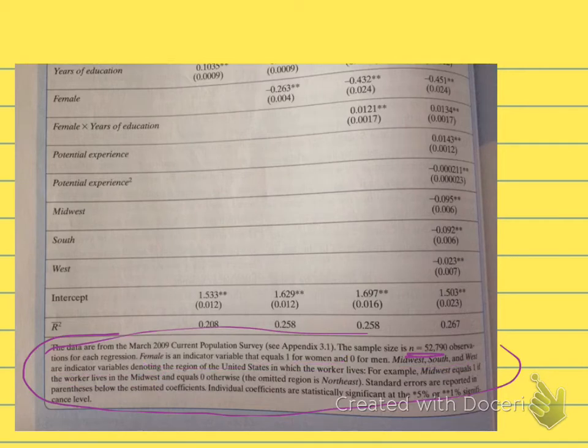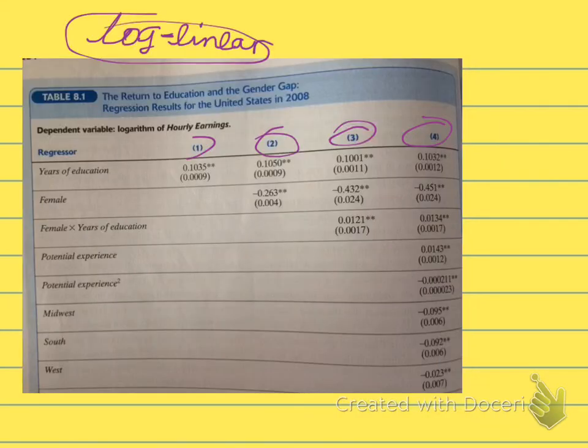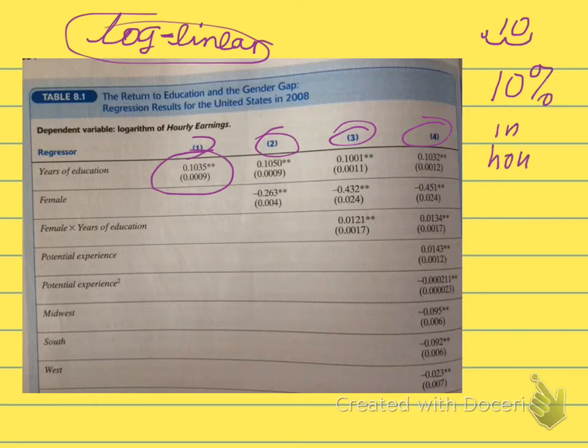Now that we have a better understanding of what the variables are, we can go back and interpret our first coefficient, on years of education. It's 0.10. So we multiply that by 100, moving the decimal place over 2 times, so we have 10. So for each additional year of education, there's a 10% increase in hourly earnings.